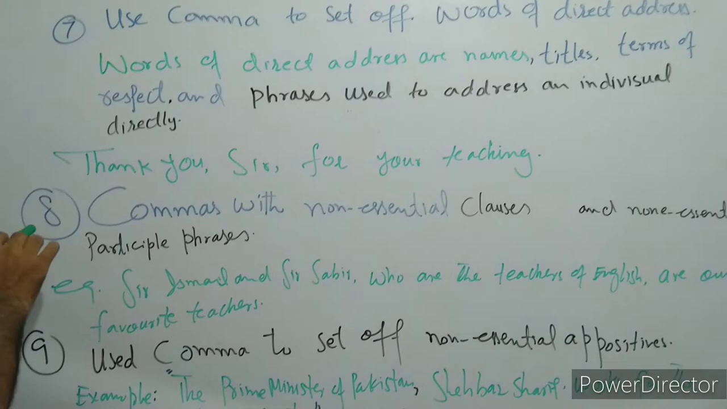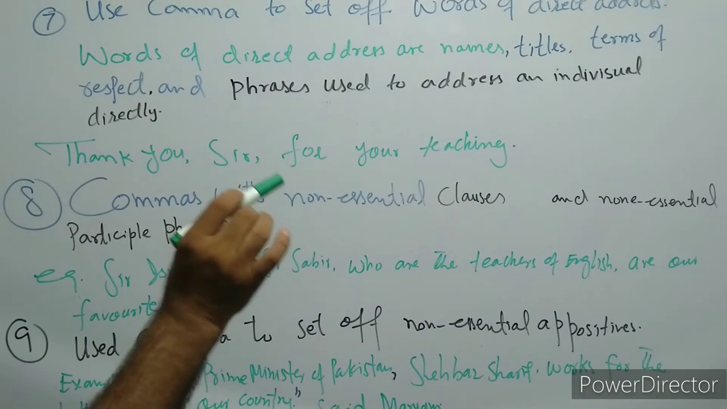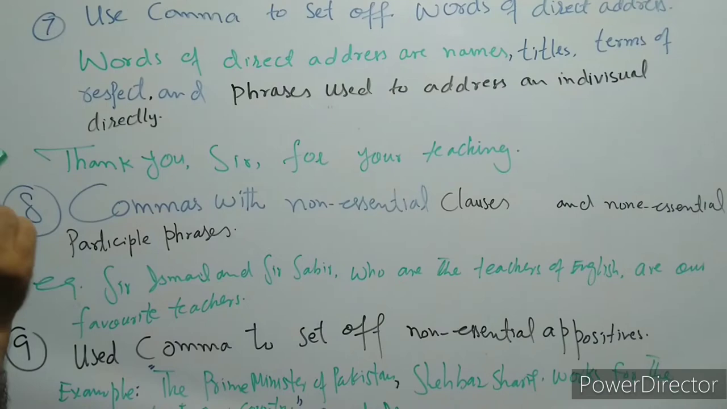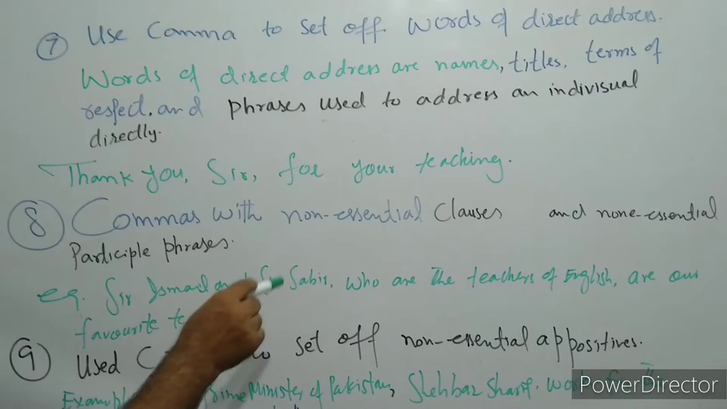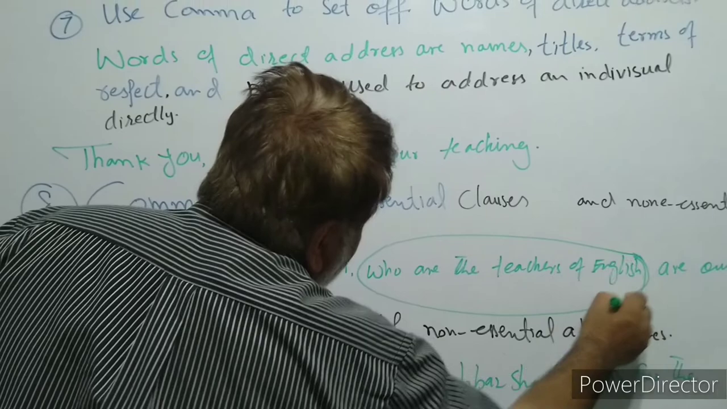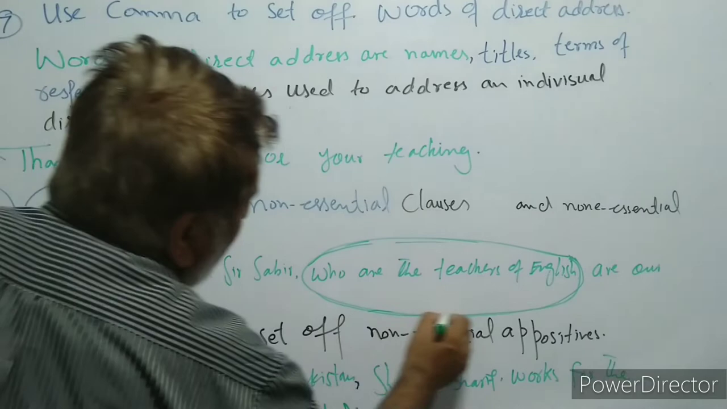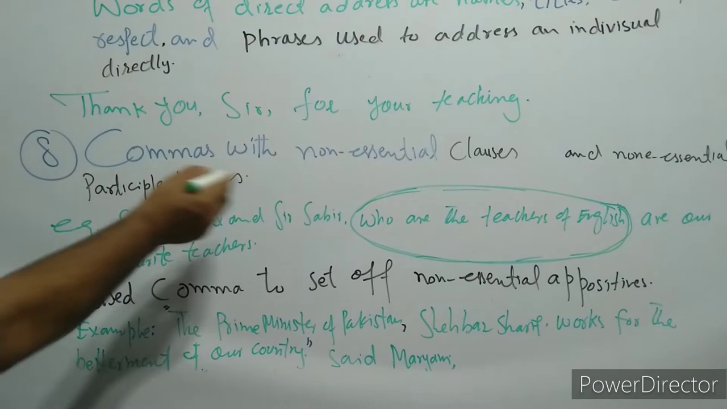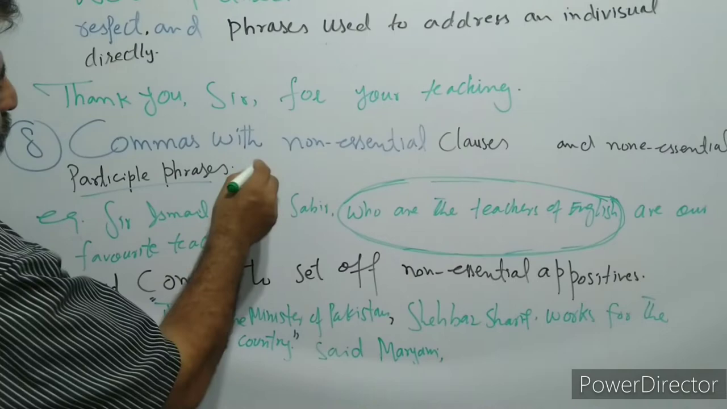The next point: memorize commas with non-essential clauses and non-essential participle phrases. Suppose: Sir Ismail and Sir Sabir, who are the teachers of English, are our favorite teachers. So this is non-essential. Non-essential means they just give us information, not obligatory, but supplementary or explanatory information. Another example for participle phrases.